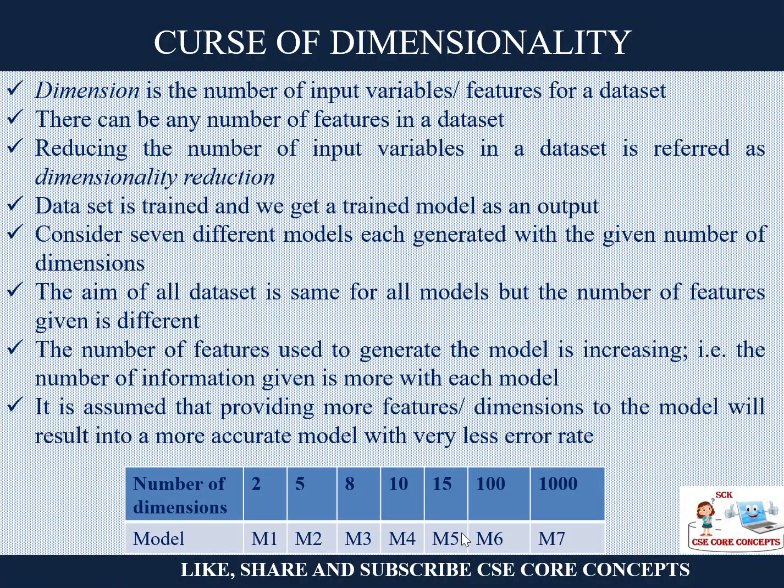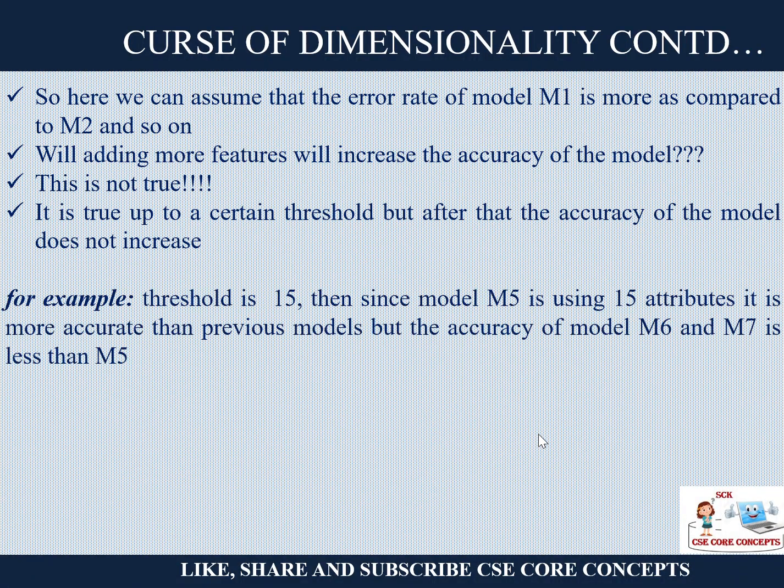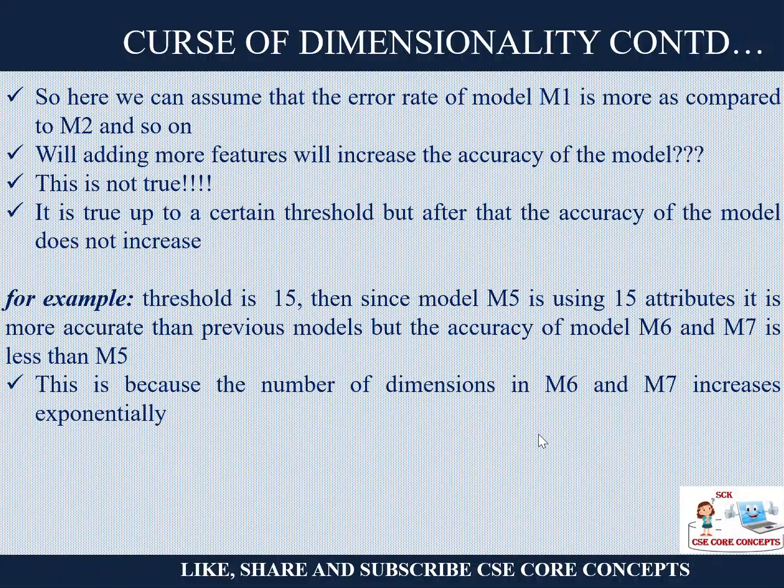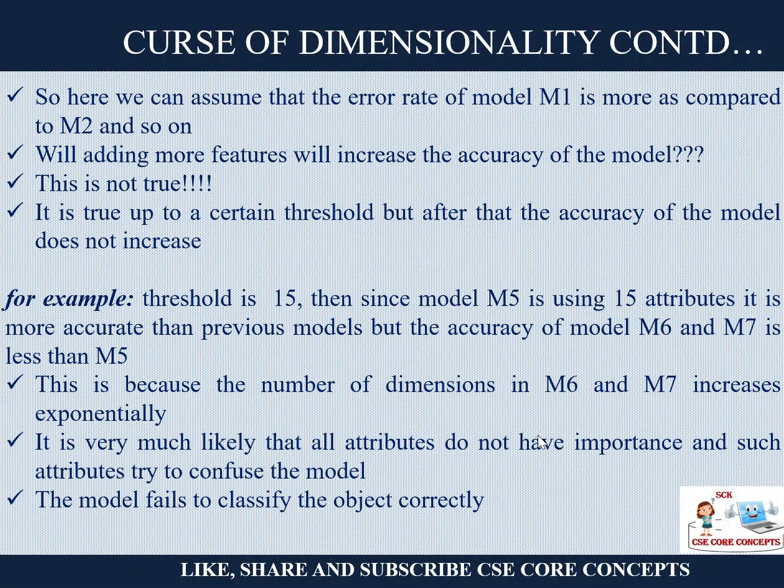M5 will give me the best results because M5 is using 15 dimensions, and M6 is suddenly jumping from 15 to 100, right? M6 and M7 increase exponentially, and it is very likely that not all attributes have importance. Those attributes which do not have importance will confuse the model.